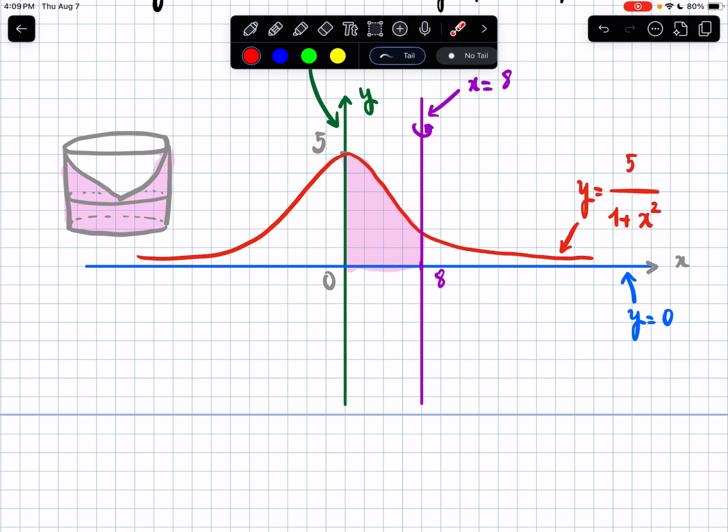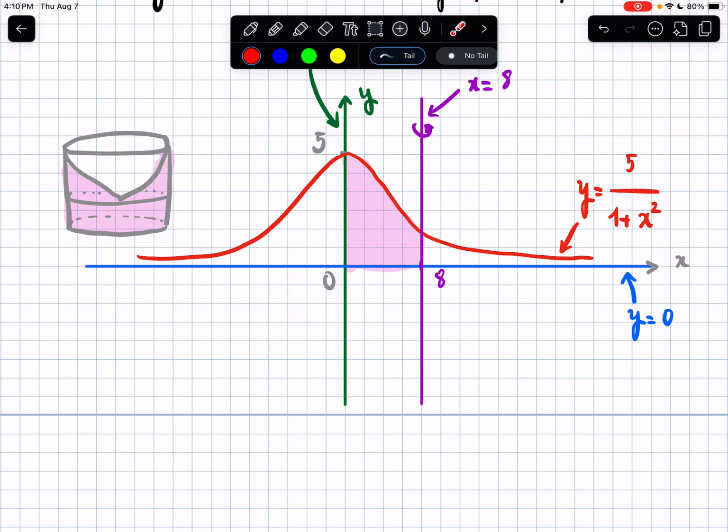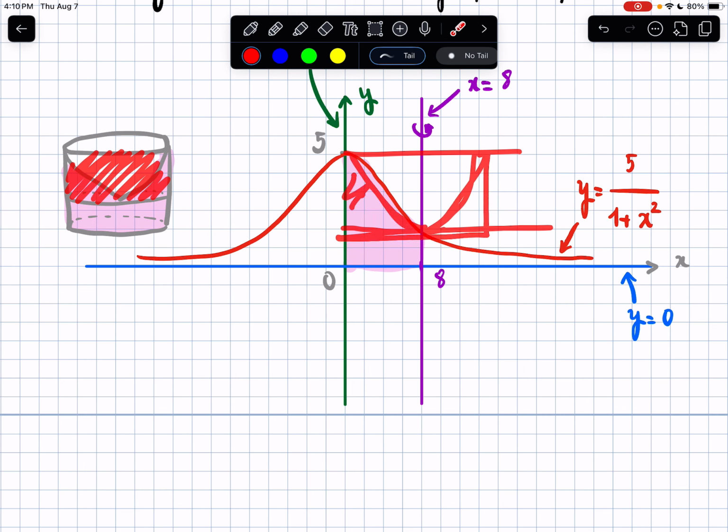Let's see which methods we would use. We can use the washer method by slicing perpendicular to the axis of revolution, x equals 8 here. We would have two regions to compute. The first one is the region above this line. We use the washer method for this part to compute the volume of this solid.